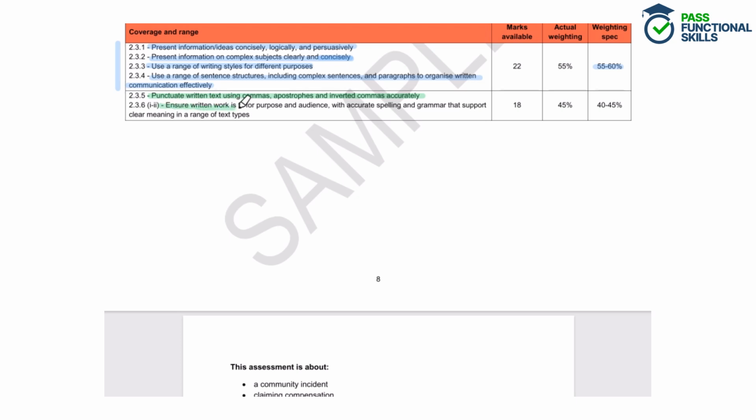We need to ensure that written work is fit for purpose and audience, with accurate spelling and grammar that support clear meaning in a range of text types. This means that your writing will need to make sense no matter what the purpose and audience is. Your spelling will also have to be accurate throughout your answers in order to achieve high marks. The weighting for this is 40 to 45% of your exam overall. So make sure that your spelling, punctuation and grammar are well revised so that you'll be prepared in the exam.